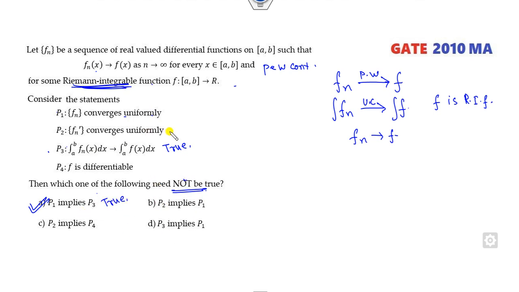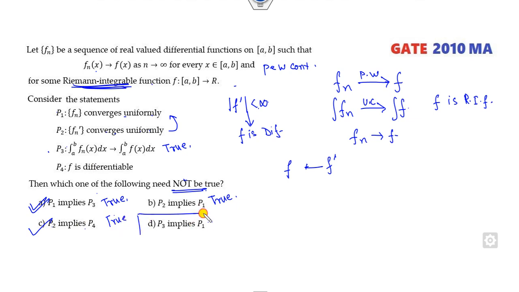P2 implies P1. That's again the same, because if the derivative is uniformly convergent, then by the previous one, f is also uniformly convergent. This is also my correct statement. P2 implies P4. If f dash is uniformly continuous, so what is that? It is bounded as well. If it is bounded, it means f is differentiable. So this is also a correct statement. So the only option left is the right answer.